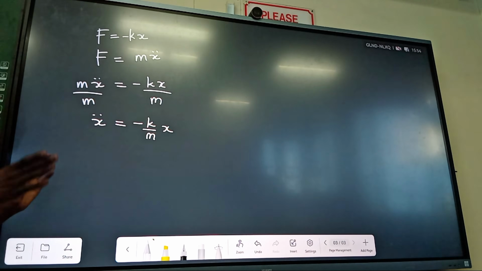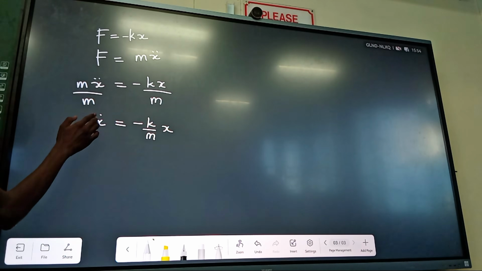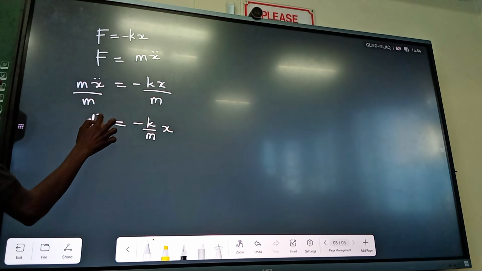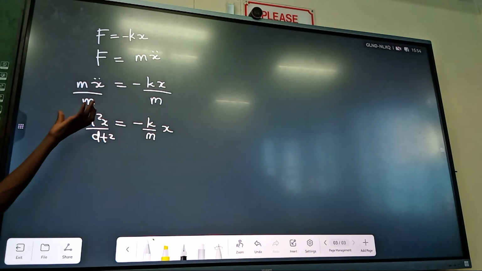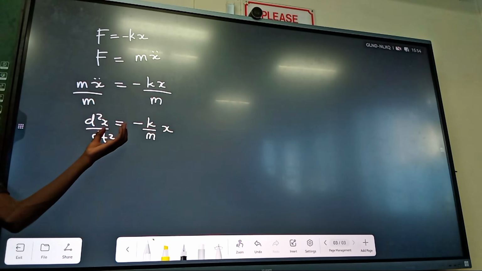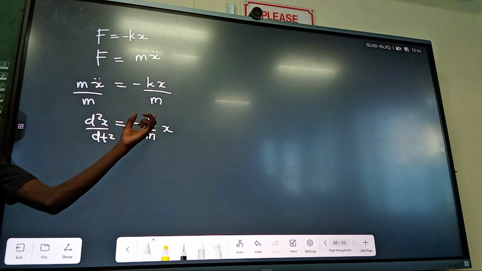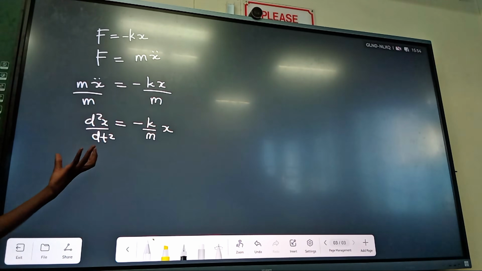So actually you need a lot of mathematics to do that, but you don't have to show that. But basically the idea here is, since the acceleration is the second derivative of position, it becomes simple. So the second derivative of position, or acceleration, is equal to negative k over m times x. What must be the equation of position?